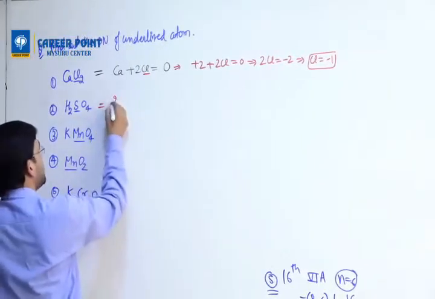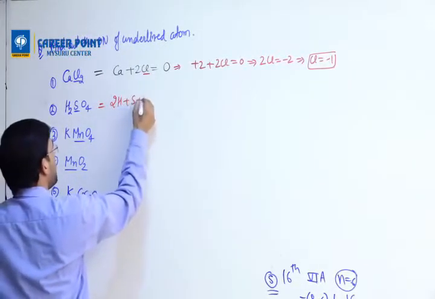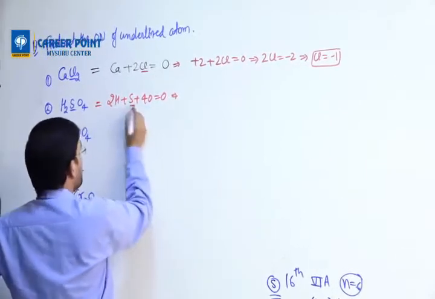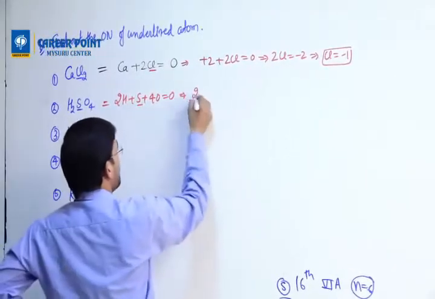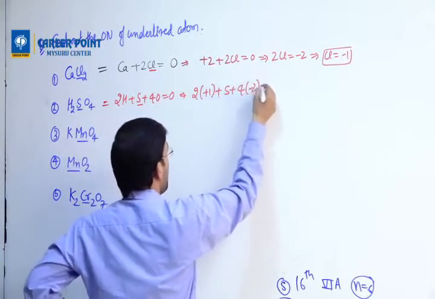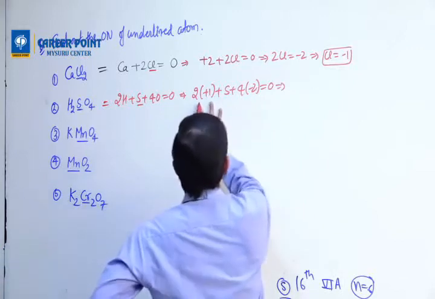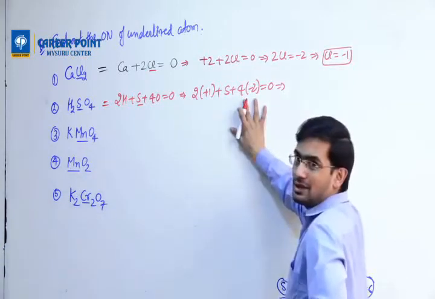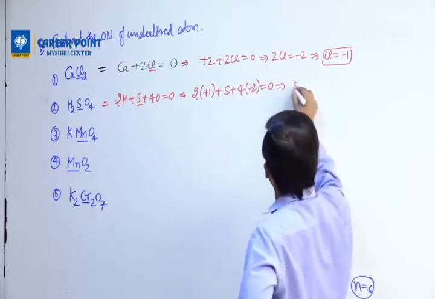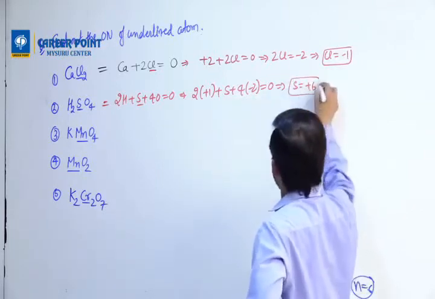Then we'll write one more. In this case, we write 2H plus sulfur plus 4O equals 0. I want to find sulfur, so I should know these two. So we write 2 into plus 1 for hydrogen, plus sulfur, plus 4 into minus 2 equals 0. Plus 2 minus 8 equals minus 6. So sulfur equals plus 6.